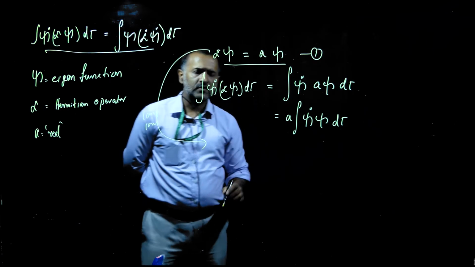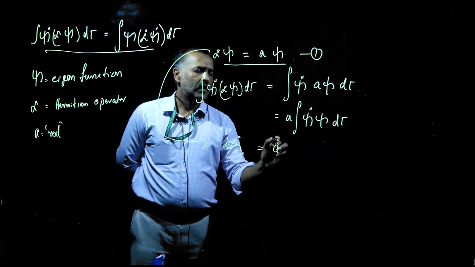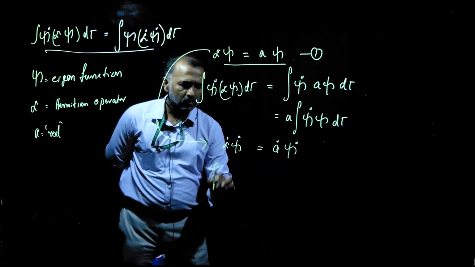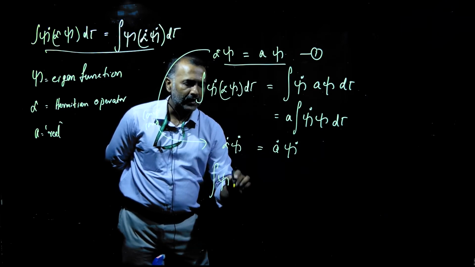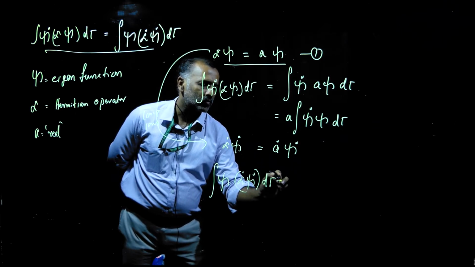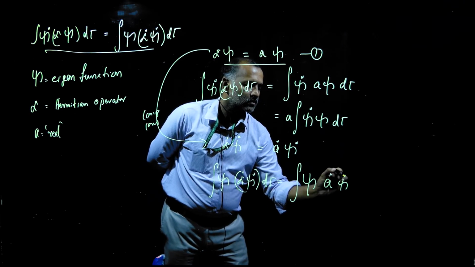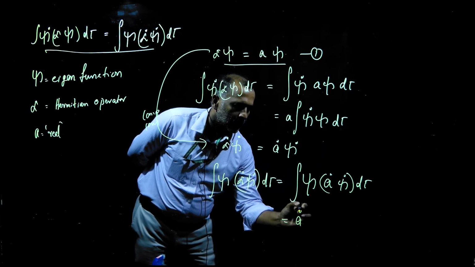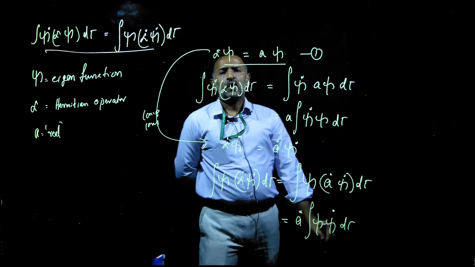What will be the complex conjugate of this equation? It will be alpha star psi star equals a star psi star. Now I multiply by psi and integrate. So it will be integral psi alpha star psi star d tau, which will be equal to integral psi a star psi star d tau. Here we can write it as a star integral psi psi star d tau.